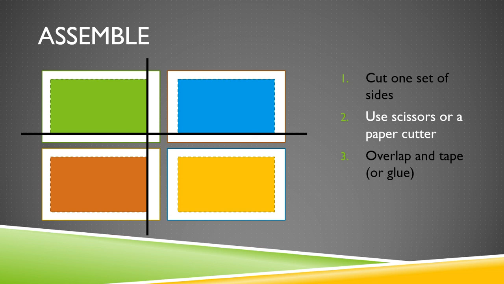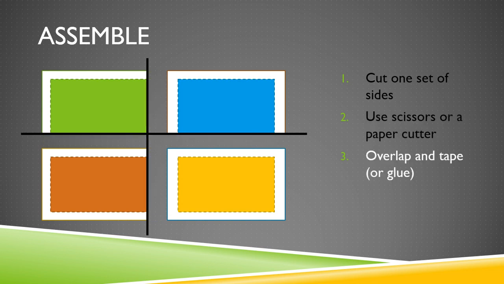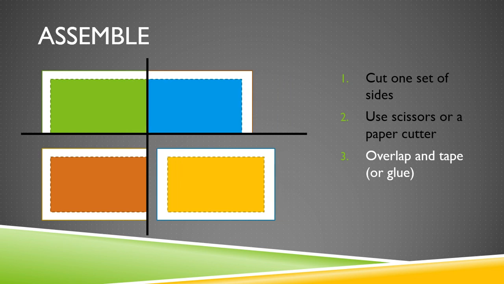Once I've used either scissors or a paper cutter to cut them off, then I can go through and actually assemble them, making use of the extra margins to overlap the content, and then taping them. Here I'll show you how this works. The blue part goes behind the green sheet, and in this case the orange goes behind the dark orange sheet.